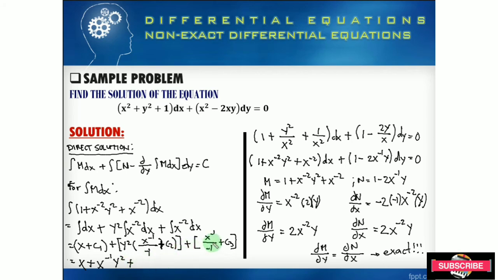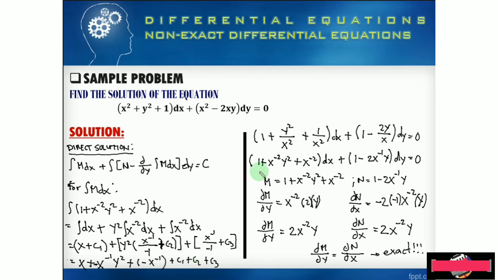Plus your negative of your x, no? Raised to the negative 1. So here in the second term we have x negative 1, no? And then this is actually negative, no? This is negative plus negative of, since this is over negative 1, so negative of x raised to the negative 1 y squared. And then we have here plus c1 plus c2 plus c3.